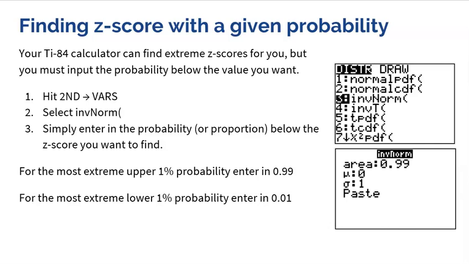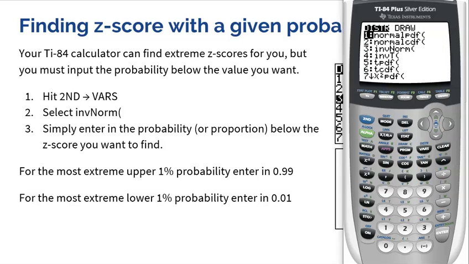All right, so first off, let's quickly remind you how to use invert norm. You're going to hit second vars to get invert norm. And remember, the only thing you have to type in when you use invert norm is the area below. So if I'm talking about the most extreme 1%, what the calculator actually wants is the area below that, which would be the bottom 99%.